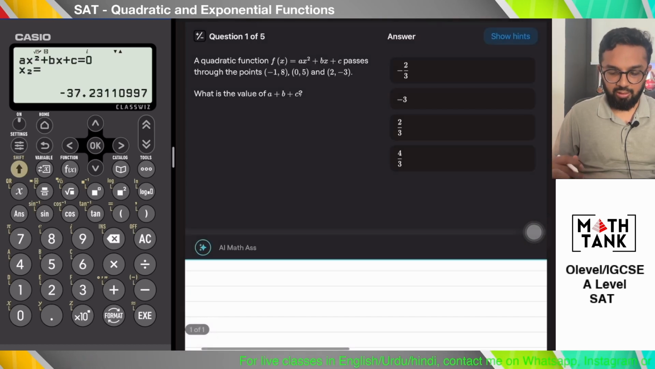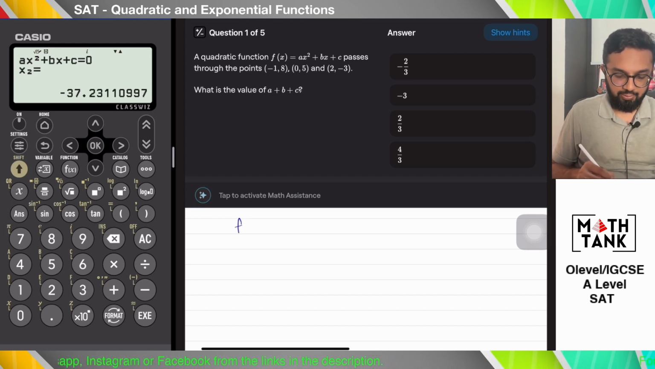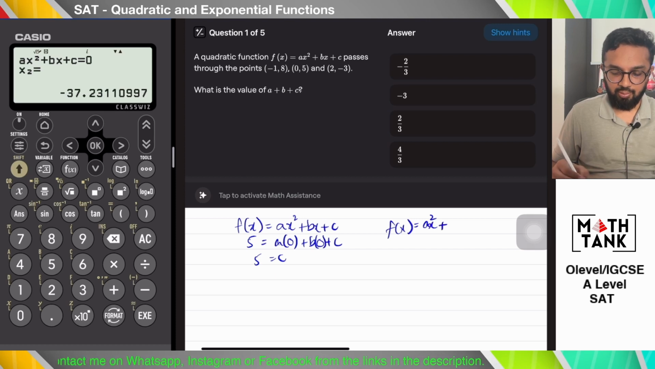I think we'll have some more medium difficulty questions. Let's look at these. It says a quadratic function ax squared plus bx plus c passes through these points. What is the value of a plus b plus c? Okay, so let's first pick out the easiest point that can work here. What is the easiest point? It's (0, 5). So I plug in 0, and c comes out as 5. So my function is now ax squared plus bx plus 5.